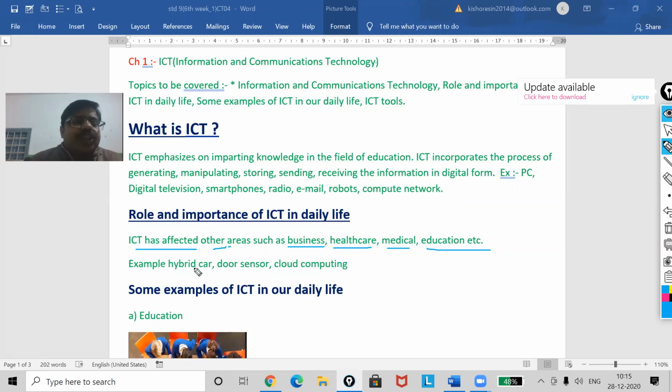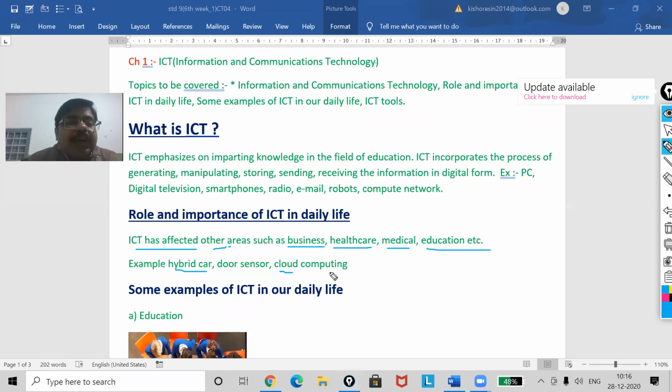First one, that is your hybrid car. You know, a hybrid car that runs without a driver. How? By the help of sensor, by the help of satellite, getting the path which way that car has to move to get to the destination. The best example is your door sensor, where you do not have to be in physical touch with the door itself. When you go very near to the door, the door will open.